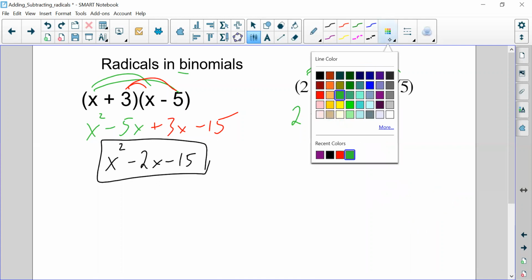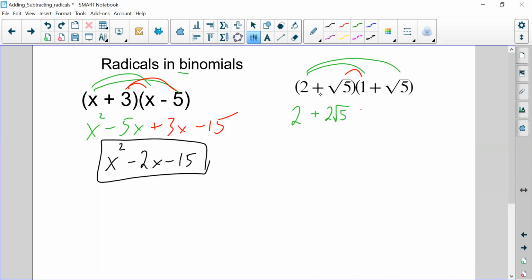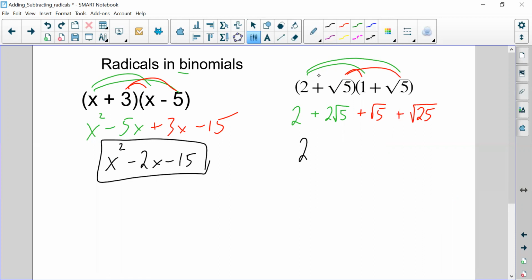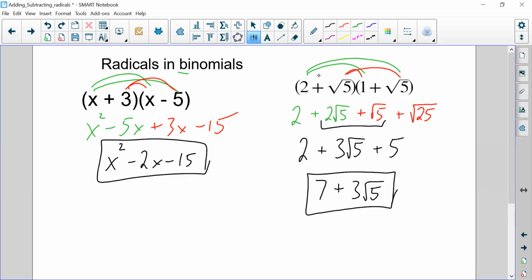Now I've distributed the 2, now I have to distribute the rad 5. Rad 5 times 1 is rad 5. And then look, rad 5 times rad 5. First of all, it's a positive times a positive, so it's going to end up in a positive. But both of those 5s are inside the radical, so I can multiply them. I can combine them, and I get rad 25. Now, do I have like terms? Yes. I've got 2 rad 5s plus 1 rad 5. That's a grand total of 3 rad 5. And rad 25 is just 5, which can now be combined with the 7, and that is our final answer.